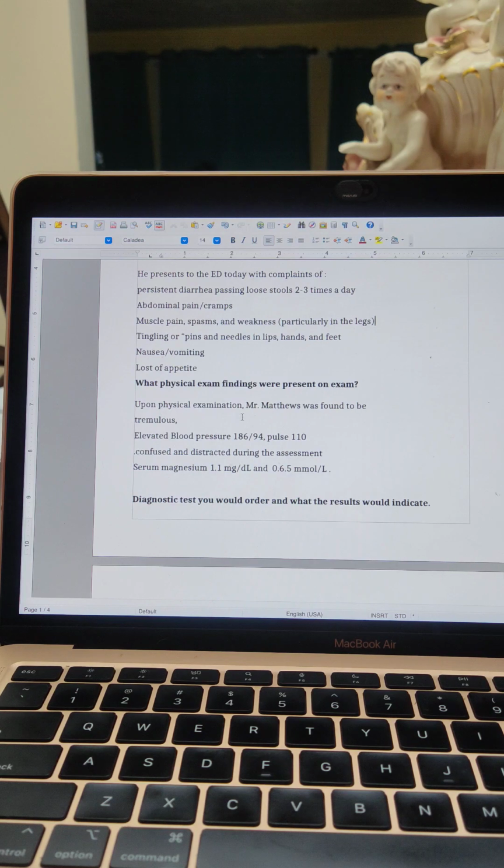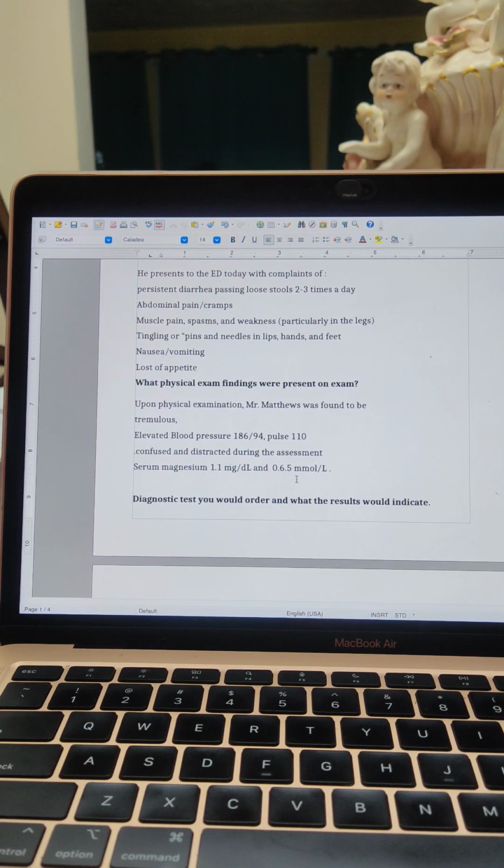Upon physical assessment, Mr. Matthews was found to be tremulous, had an elevated blood pressure. He was confused and distracted during the assessment, and his serum magnesium level was 1.1 milligrams per deciliter or 0.65 millimoles per liter.